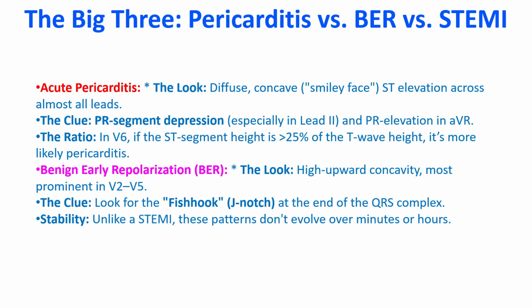In benign early repolarization, there is high concave upward ST elevation, most prominent in V2 to V5. And look for the fish hook, that is the J notch at the end of the QRS complex. Unlike a STEMI, early repolarization patterns do not evolve over minutes or hours, but that takes time to recognize. You can't decide at the moment when you are suspecting STEMI and thinking of cath lab activation.